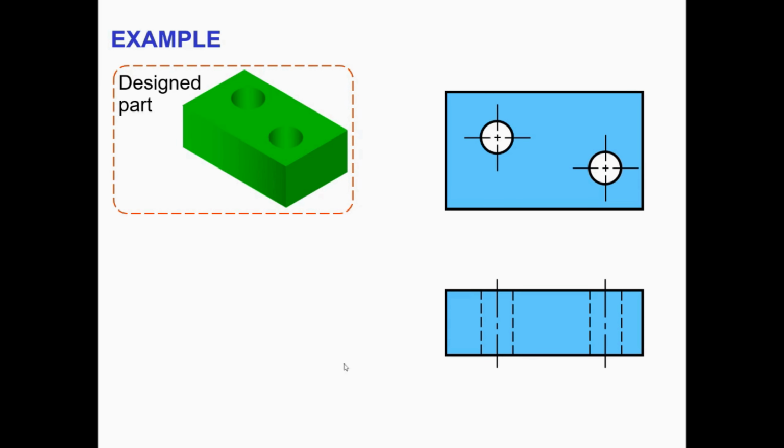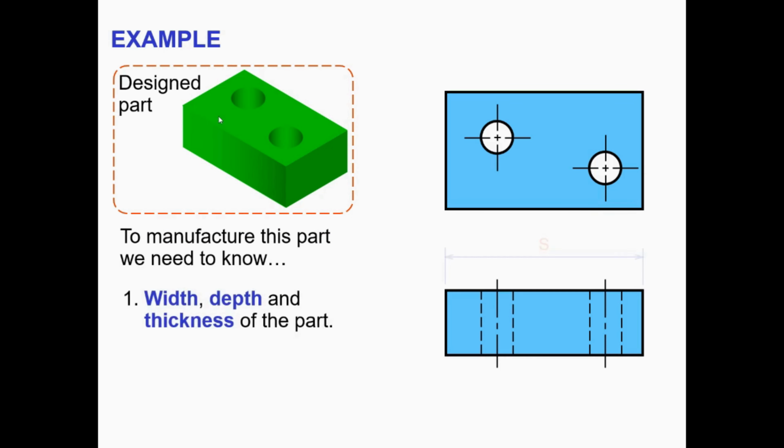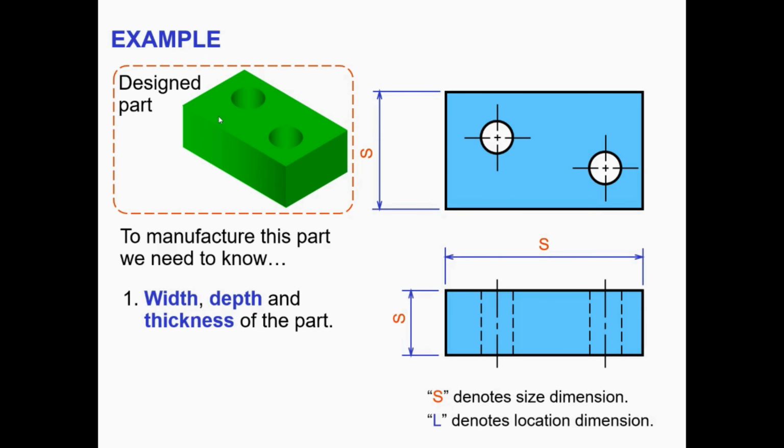So if you have the design part like the green 3D model that we have here, and we want to communicate to the manufacturer or the machinist, we need to indicate the size and location: the size of the holes, the location of the holes, as well as the size of the 3D part that we have modeled. So to manufacture this part, we need to know, one, the width, depth, and thickness of the part.